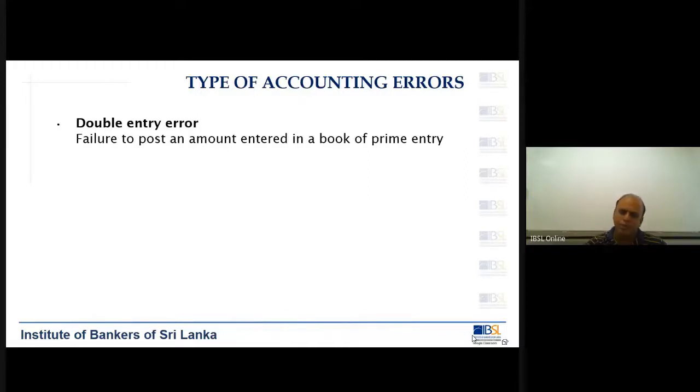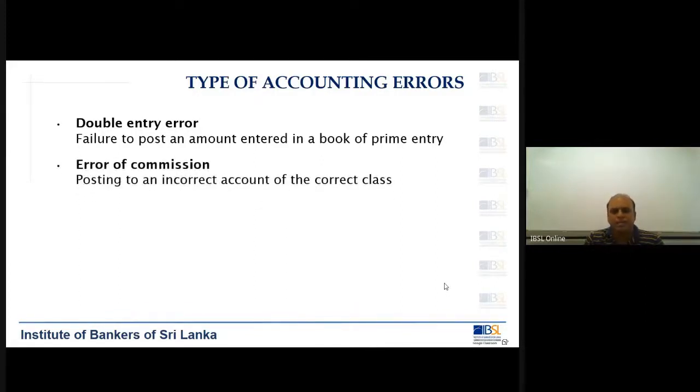Now what happens when you take it from the books of prime entry? You have to post a debit and a credit, either to your cash, or to your sales ledger, debtors ledger and the income, or to your purchases ledger and to the expense. But what has happened here is you have totally forgotten to post this transaction. That is known as a double entry error.